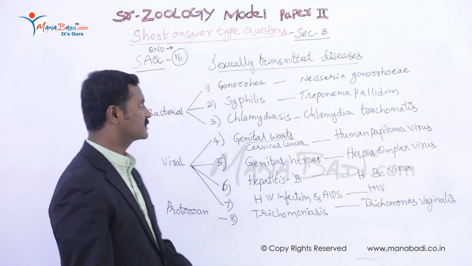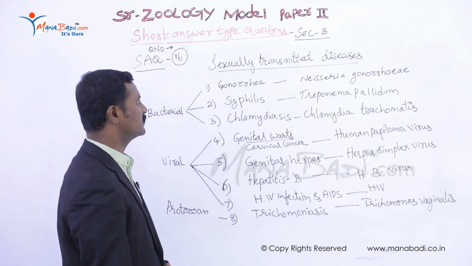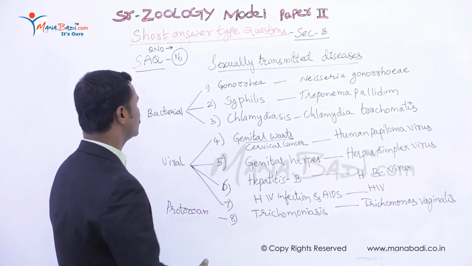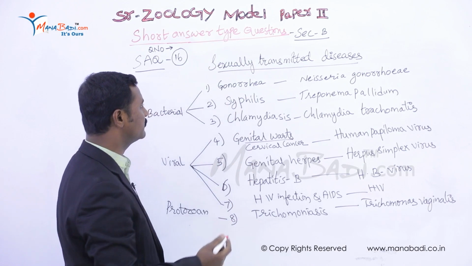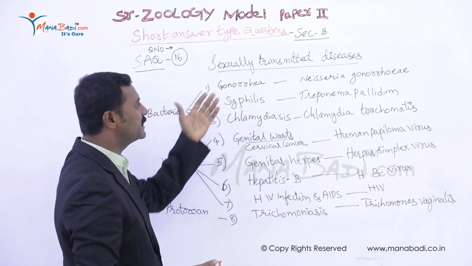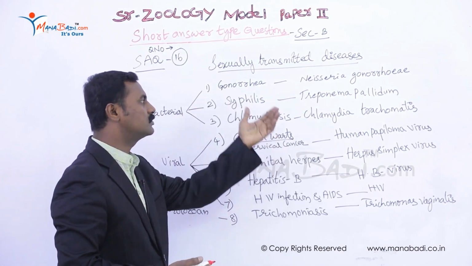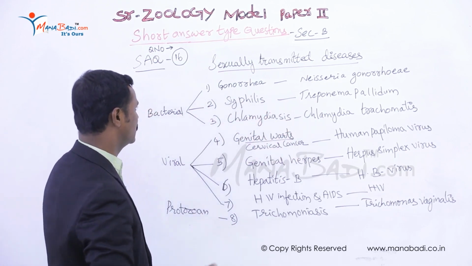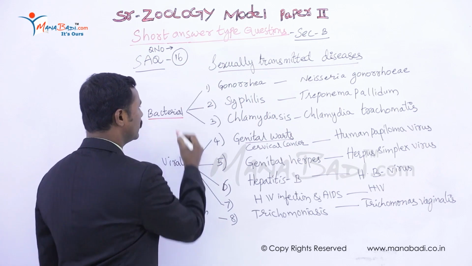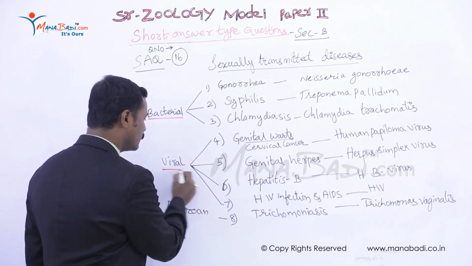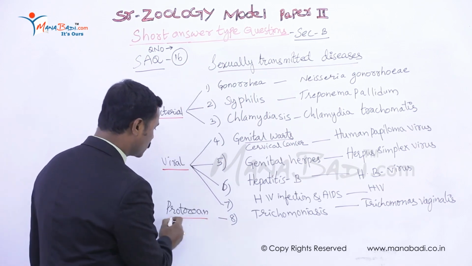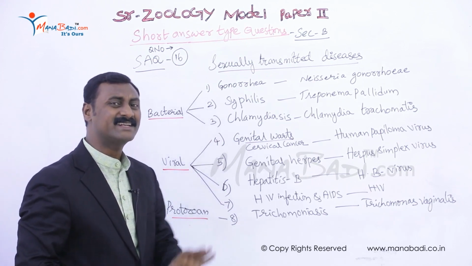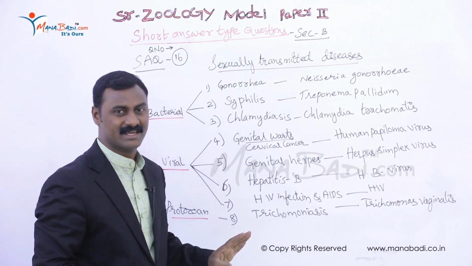Okay students, let us discuss another question. This is sexually transmitted diseases from the reproductive health topic. Generally the common diseases are given here. You have to name the disease and give the pathogen responsible for that particular disease. Here I gave 3 bacterial diseases, 4 viral diseases and 1 protozoan disease. Total 8 are there. In the examination you have to write at least 4 without any mistake.